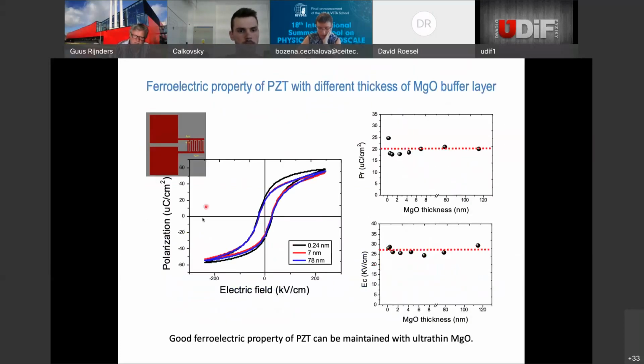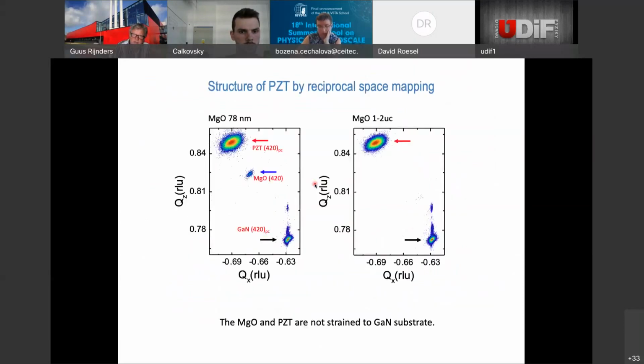It's ferroelectric, so you see a PE loop. We measured these properties in more detail, not so important for now. We also got into, let's say, the crystalline quality.